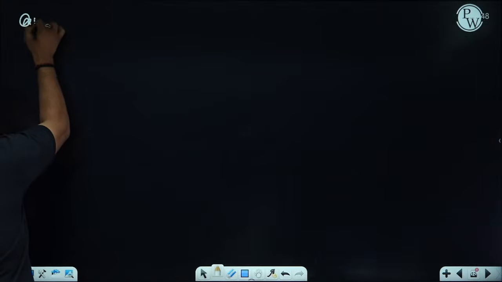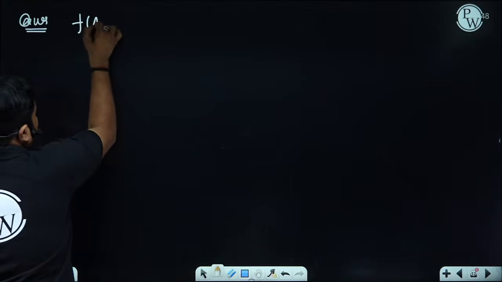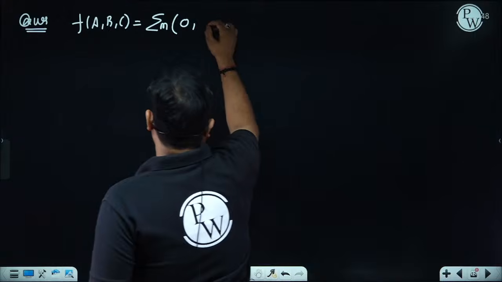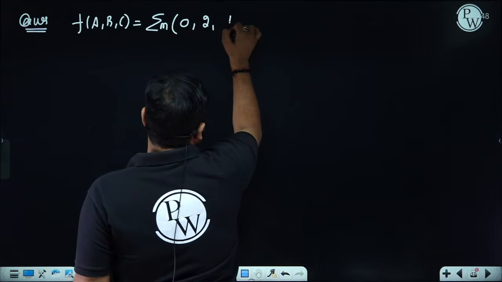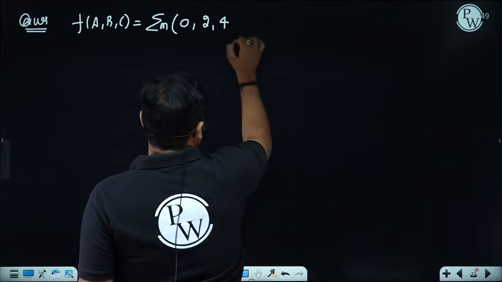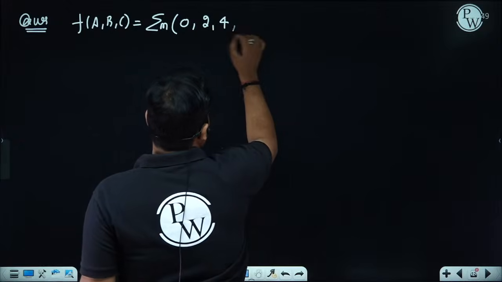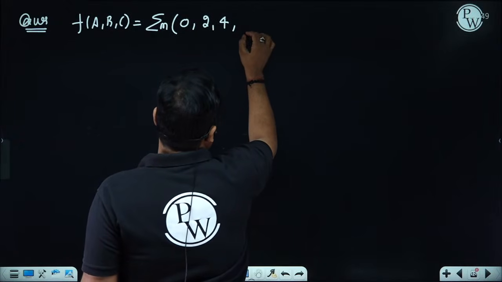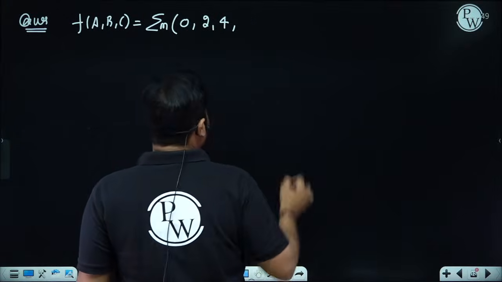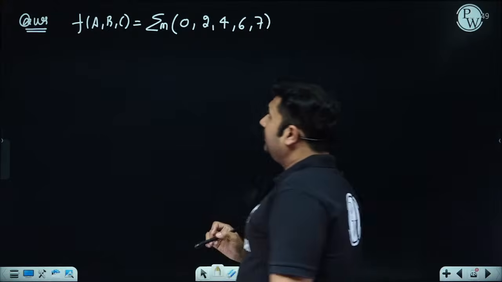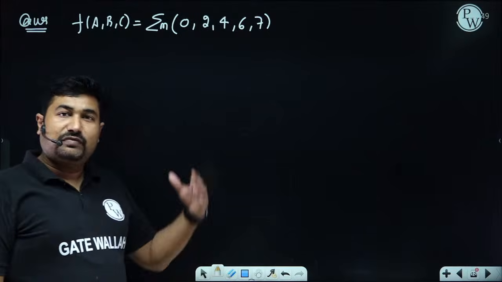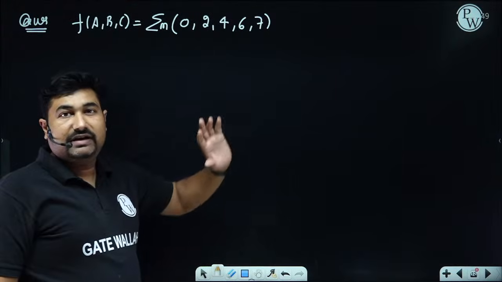Suppose we have a function f of a, b, c as summation of m 0, 2, 4, 6, 7. We have to find the minimized expression of the function f of a, b, c.